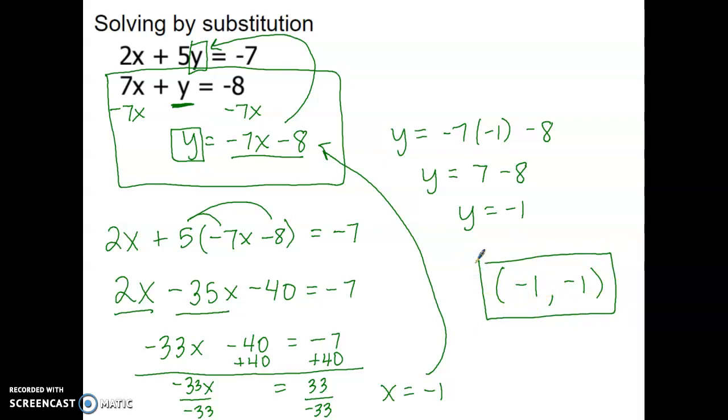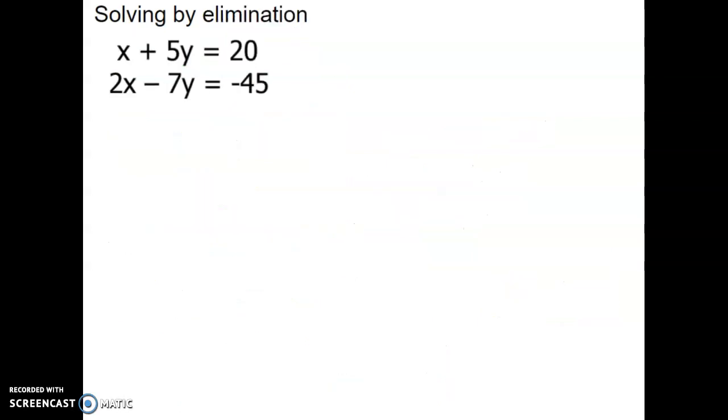Okay, so the last way of solving these systems of equations is by elimination. With elimination, you are trying to eliminate a variable. So what I'm trying to do is combine these two together. I'm going to add them together and make one of the variables go away.